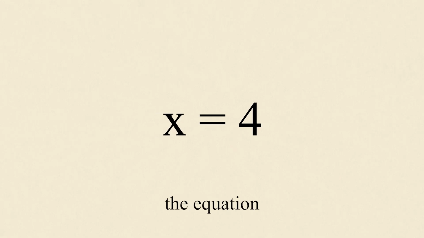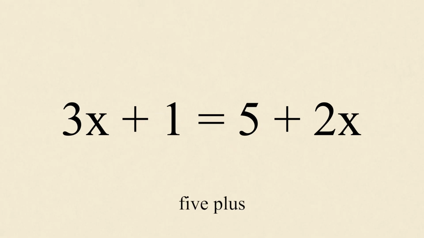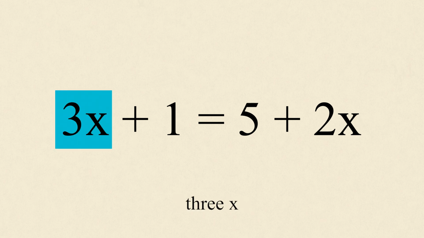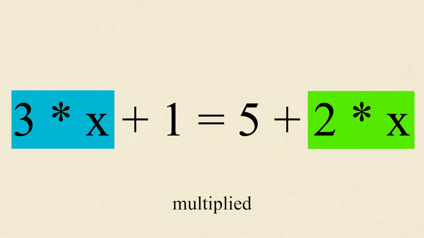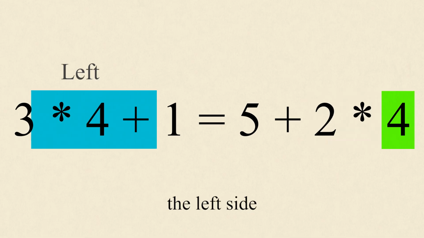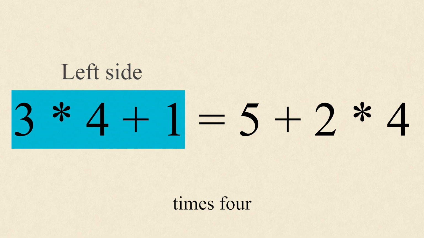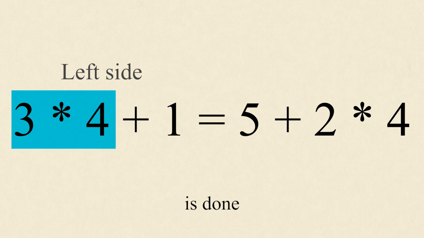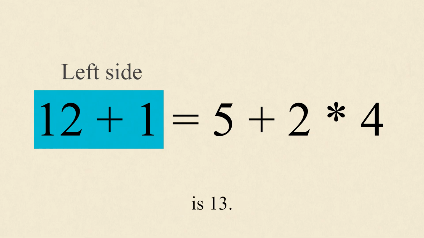We had the equation 3x plus 1 equals 5 plus 2x. The terms 3x and 2x mean 3 multiplied by x and 2 multiplied by x respectively. Now we'll substitute 4 for x. Let's check the left side first. In 3 times 4 plus 1, multiplication is done first. 3 times 4 is 12, and 12 plus 1 is 13.